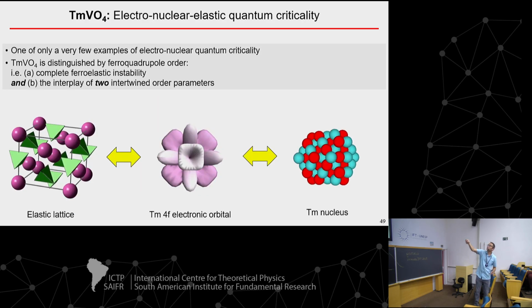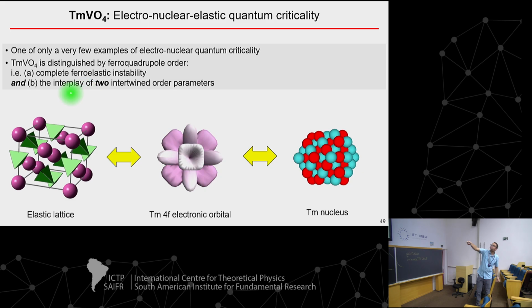So thulium vanadate then is an example of electronuclear elastic quantum criticality. And this is, again, a crazy thing. You've got a tiny little 4f orbital, which is making the entire lattice go soft. You almost want to reach inside the cryostat and feel, what does it feel like to shear something where there is zero resistance to it? But it's also connected, reaching down to the scale of the nucleus. Across all of those energy scales, this thing is connected.